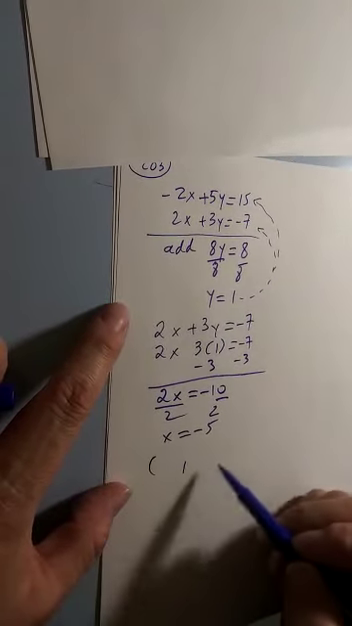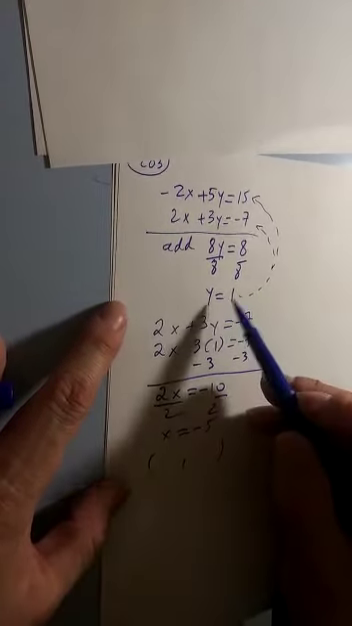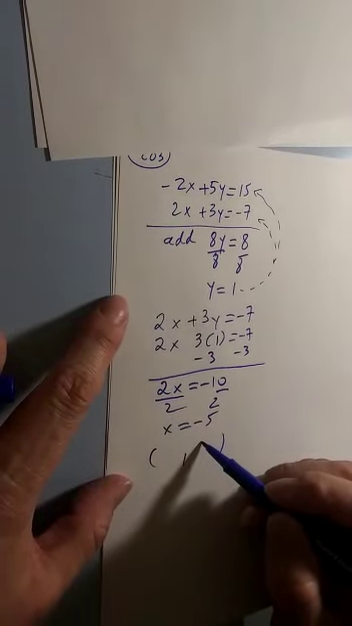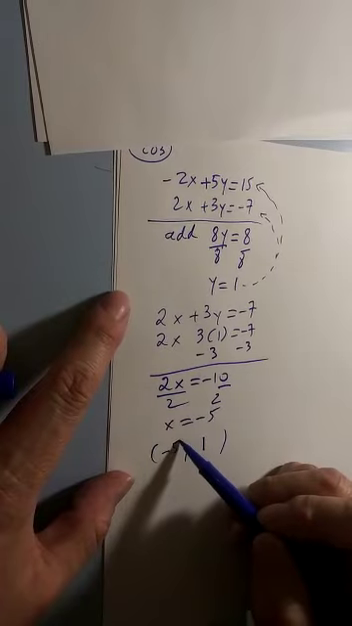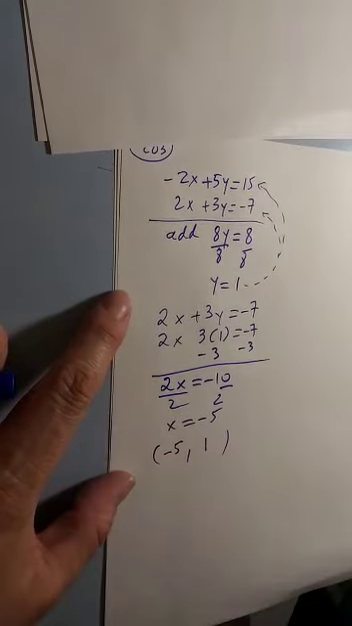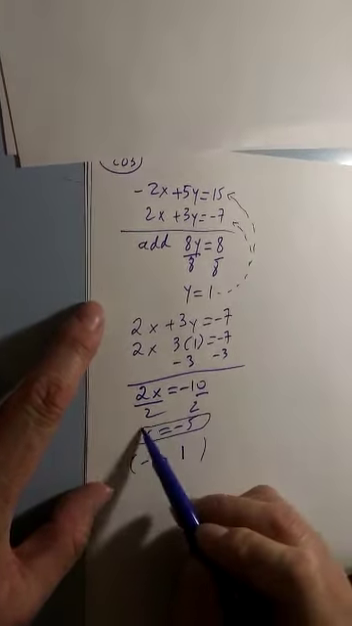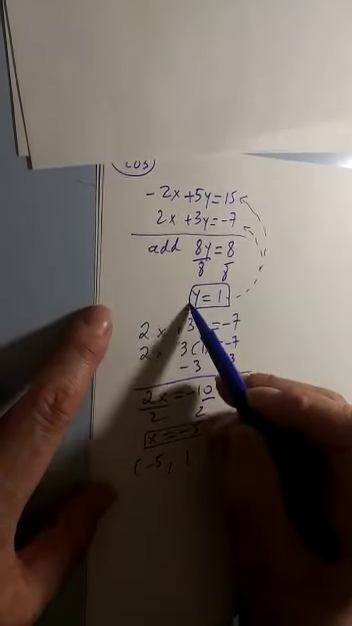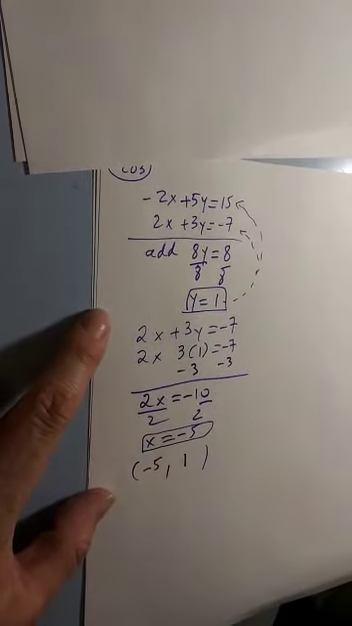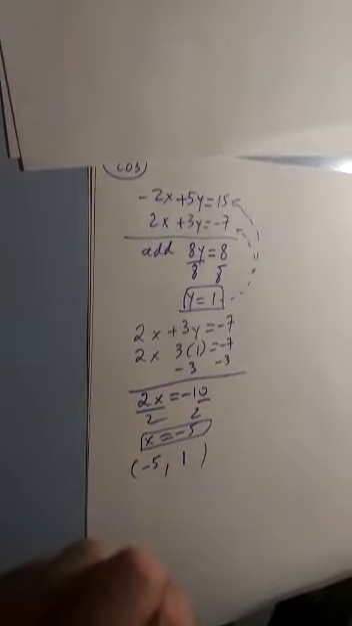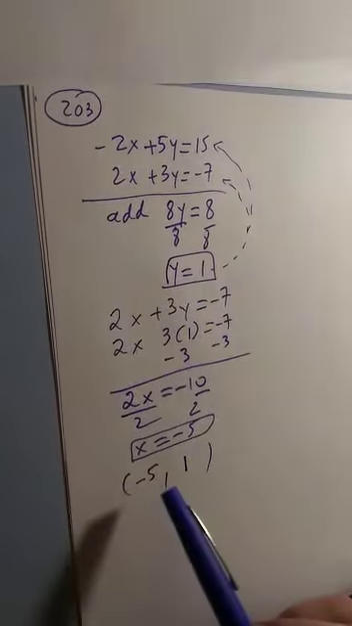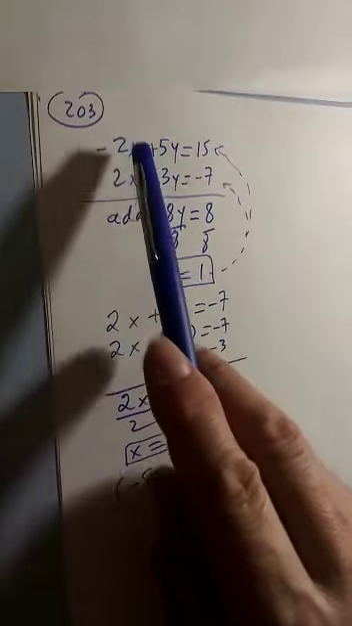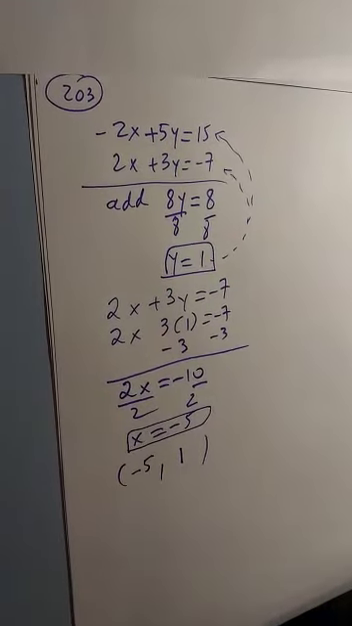This time the solution is, we got y first, but y goes in the second position of the pair. x is minus 5, that goes in the first position. For my students, you can give the answer as x equals minus 5, y equals 1. That's acceptable. Or you can give it as a pair, (minus 5, 1). And you can check this by substituting minus 5 in the original system for x and 1 for y.